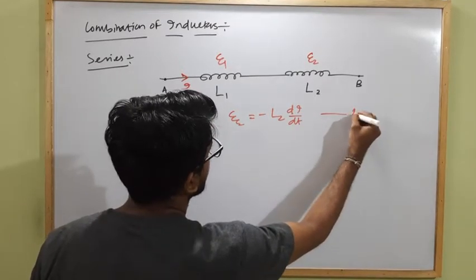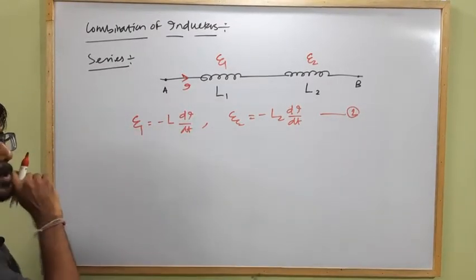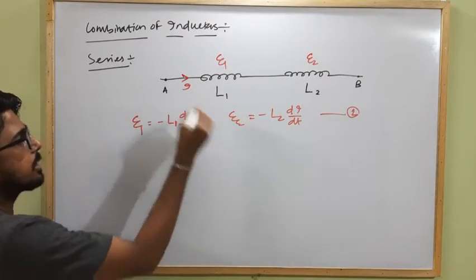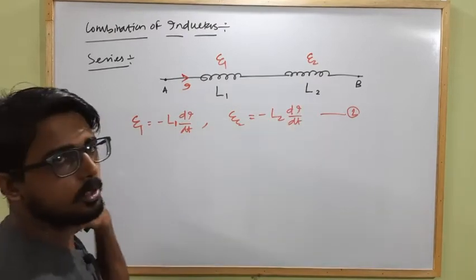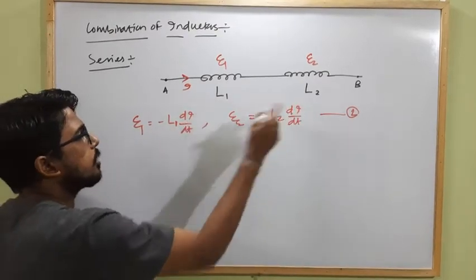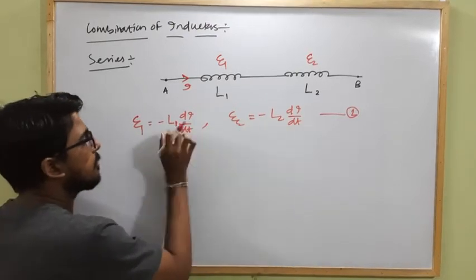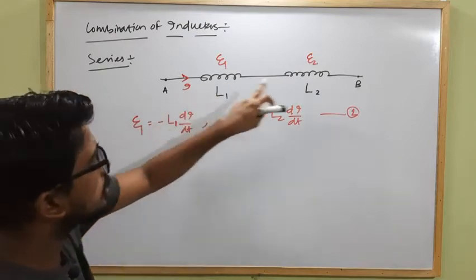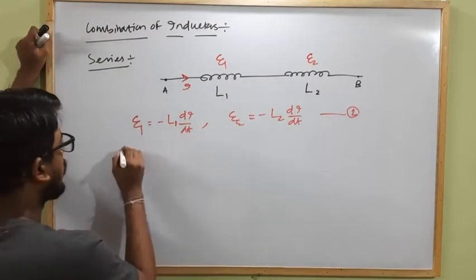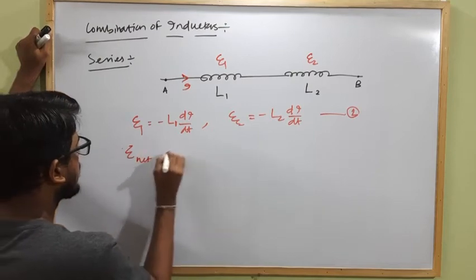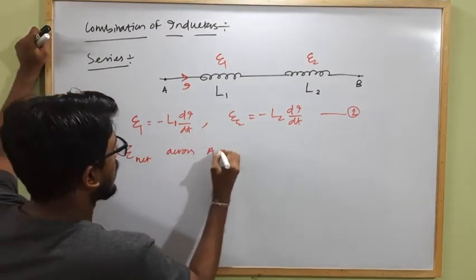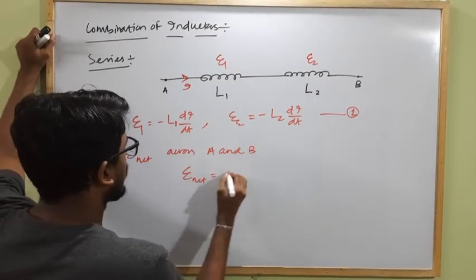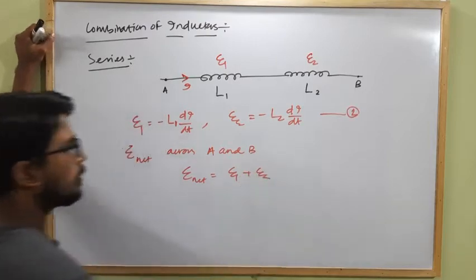According to self induction, the induced EMF across an inductor is the rate of change of current into the self inductance. As the same current flows through both inductors, the rate of change of current in both will be the same, and as the inductance is different, the induced EMF across the two will be different. And as these two inductors are connected in series, E net across A and B will be E net equal to E1 plus E2.